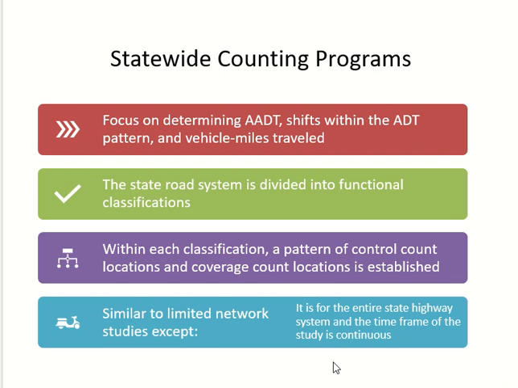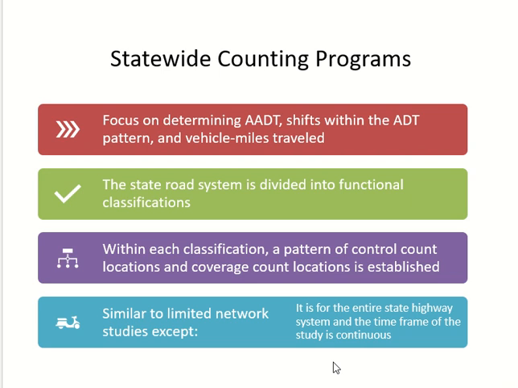Now we are talking about the entire state, right? So it's a big network. Okay, so for every type of highway, you should select some control count locations and some coverage count locations. And obviously, it will not be one. Like in the previous example, it was one, right? One control count. Here it will be more. But for every type of highway, you should select some for control count, some for coverage.